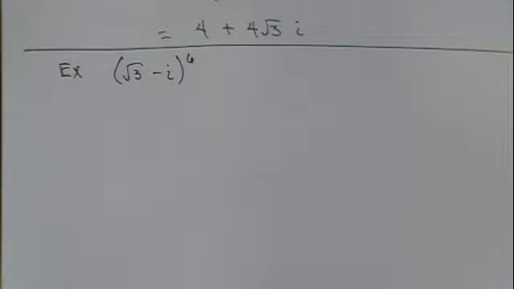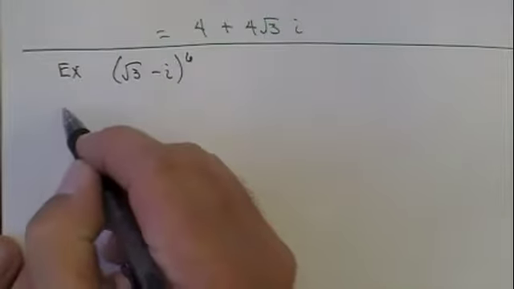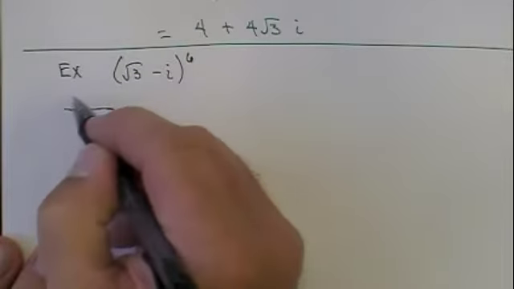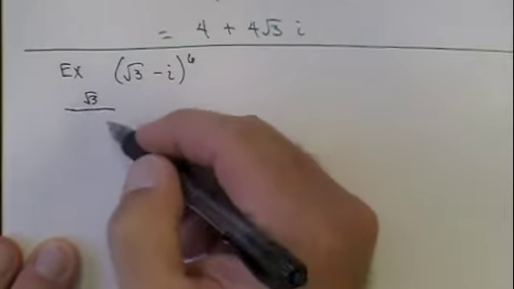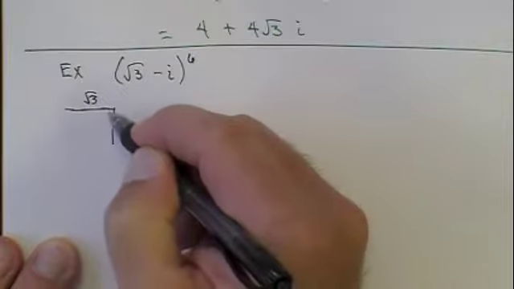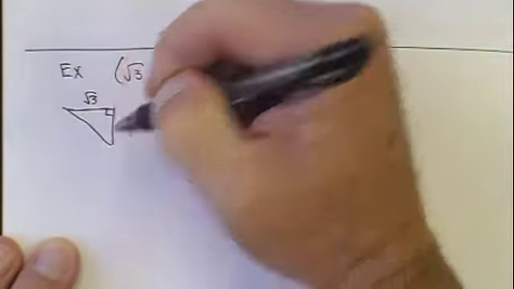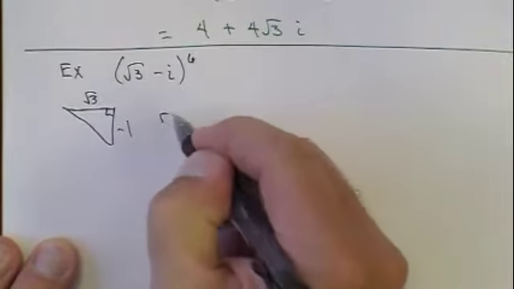In this example, we have our complex number square root of 3 minus i, and again we're raising this to a power. In this case we're raising it to the 6th power. First thing we're going to want to do is rewrite this in polar form. So if we start by drawing our triangle, we are going over square root of 3, and we're going down 1. And so we need to use Pythagorean theorem to find r.